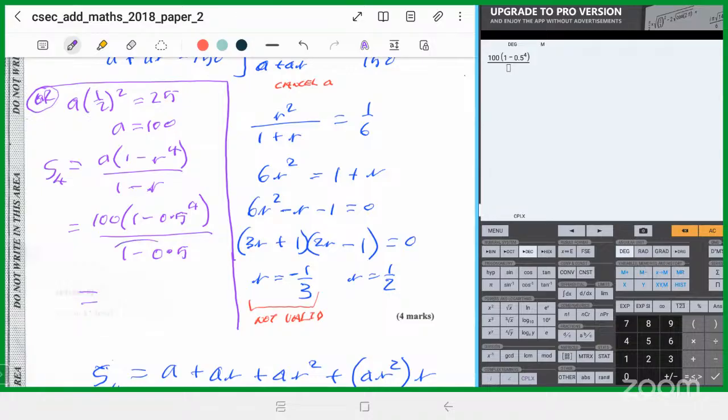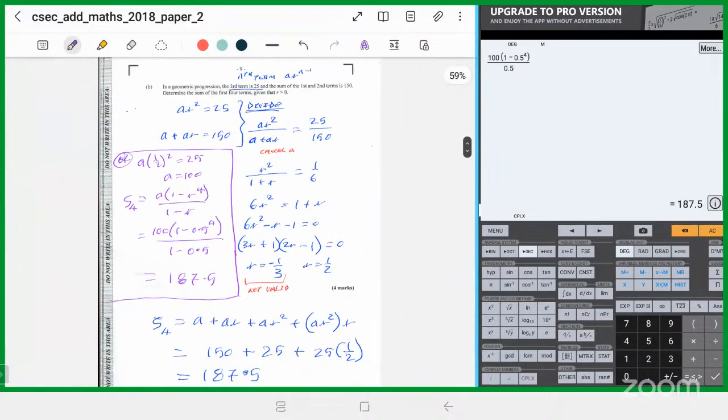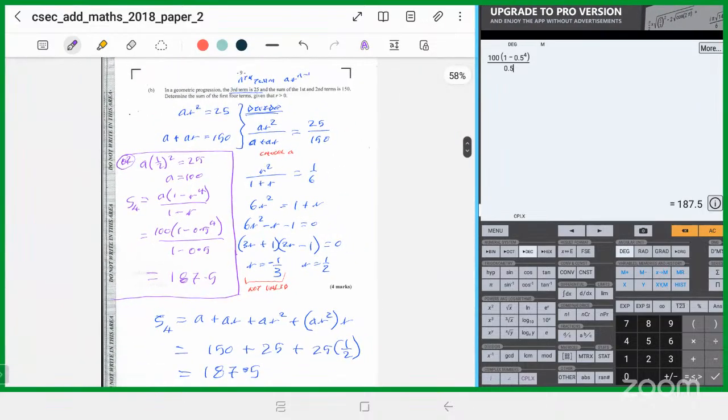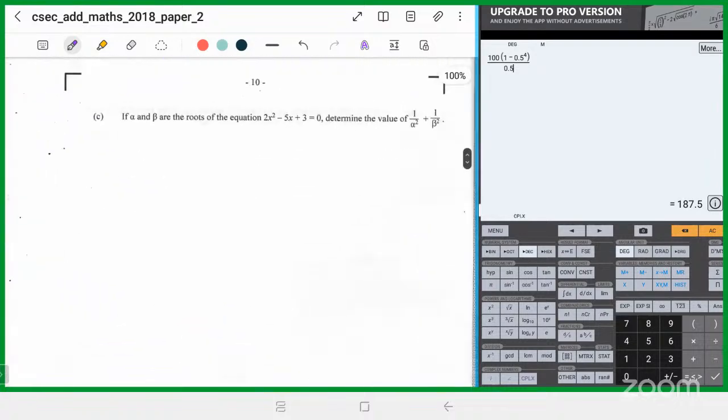But you all know that 1 minus 0.5 is 0.5. You get the same answer, 187.5. So we could have done it this way as well. We calculate it and use the sum to 4 terms formula. All right, that is that. Then we'll come to this alpha beta question.